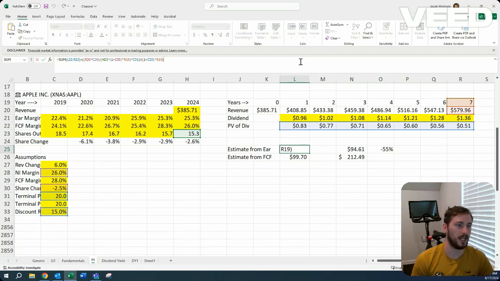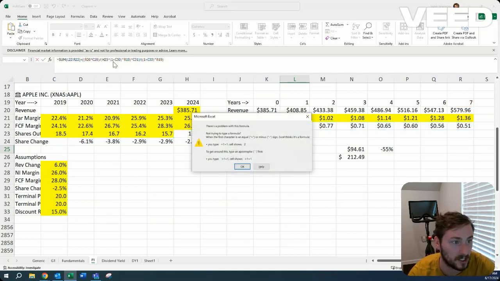cash flow. And we calculate this by taking the revenue figure, multiplying it by the margin, and then we divide that by the total number of shares multiplied by the share change. So this is going to be a reduction of, it's currently 15.3 billion shares outstanding. And at the end of the 7-year period, it's going to be quite a bit lower.